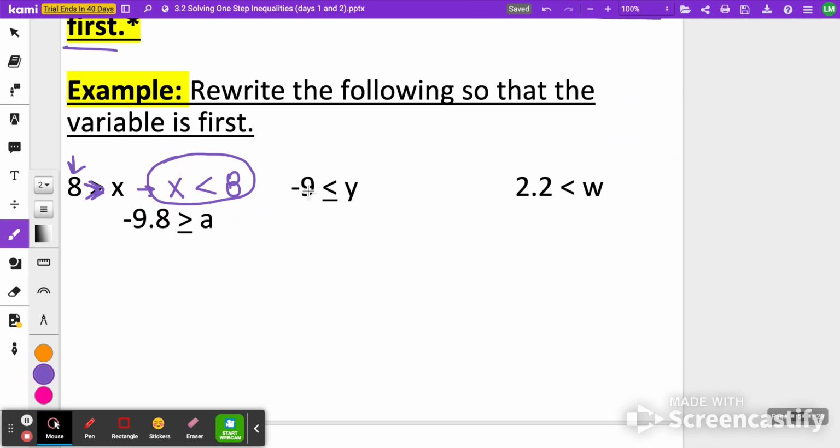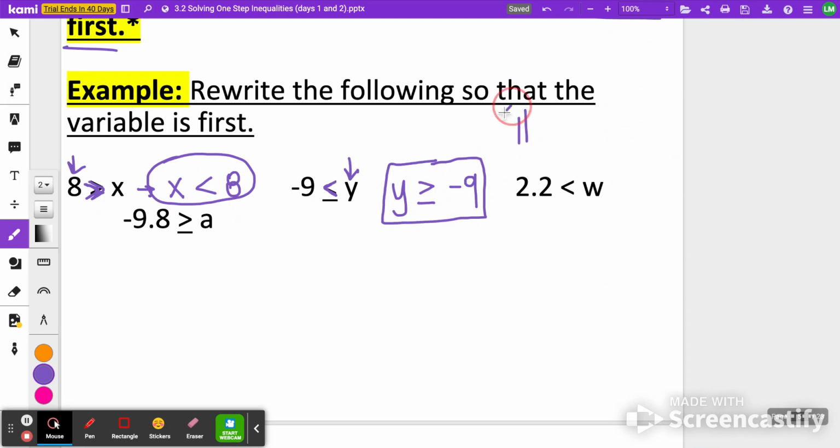The next one, -9 is less than or equal to y. So again, I want to flip it around so that y is first and -9 is second. Notice that the inequality symbol is opening up to the letter y, so I want it to open up to the letter y as well. Just remember that line underneath it. So y is greater than or equal to -9 is how I want to rewrite this one.